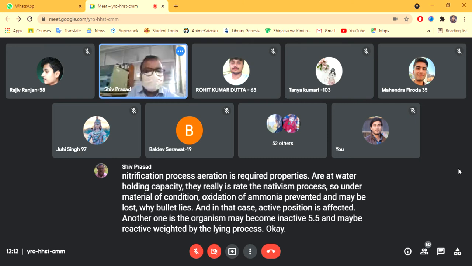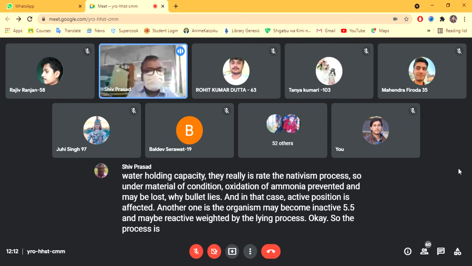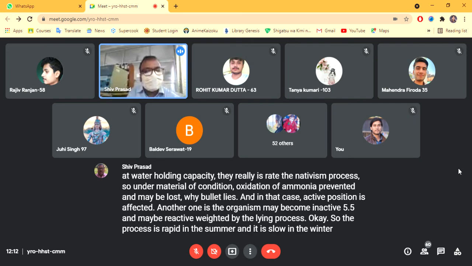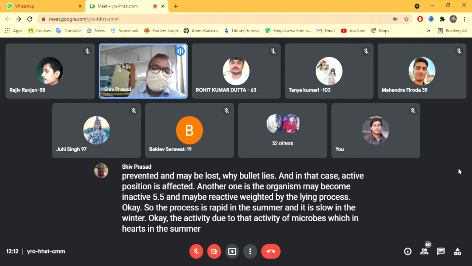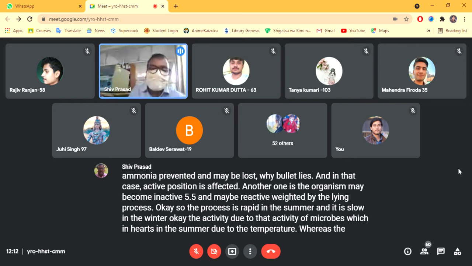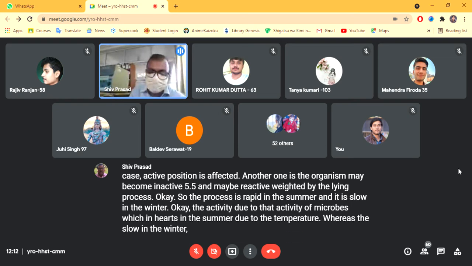The process is rapid during summer and slow in winter. This is due to the activity of microbes, which is enhanced in summer by the temperature, whereas it is slow in winter with the low temperature.